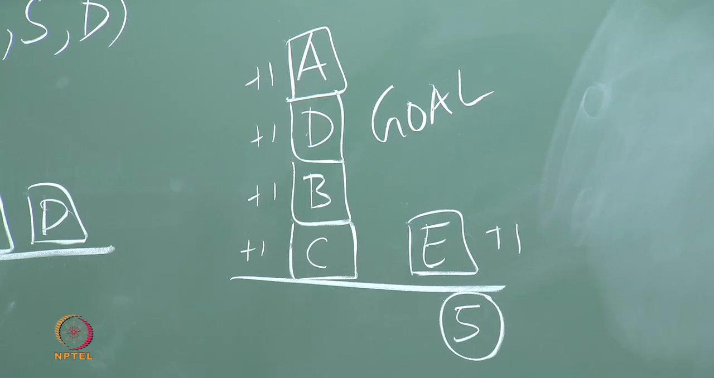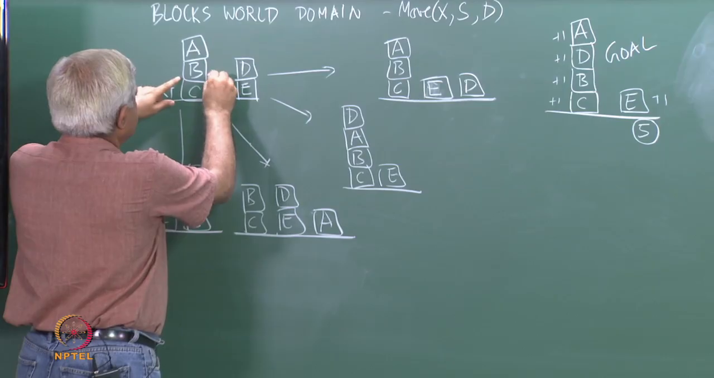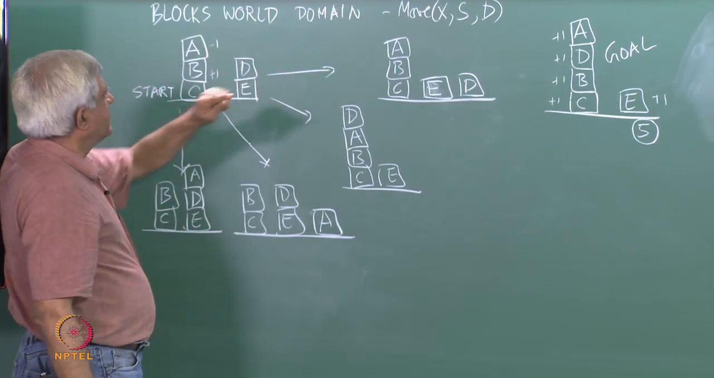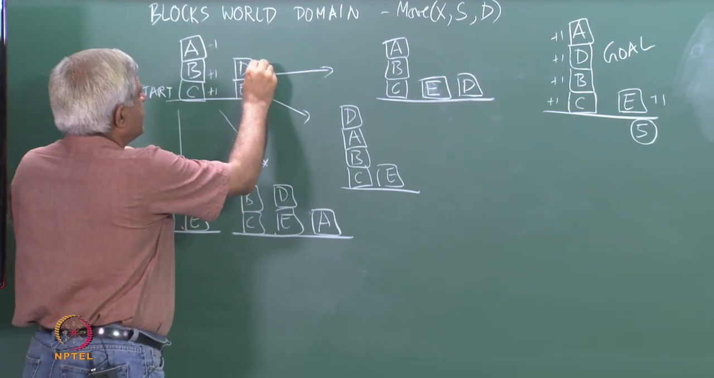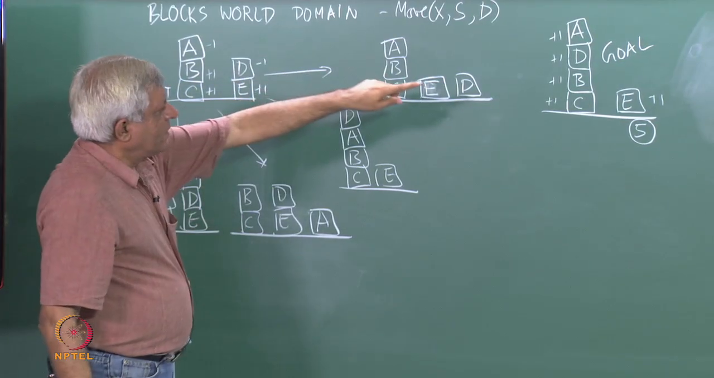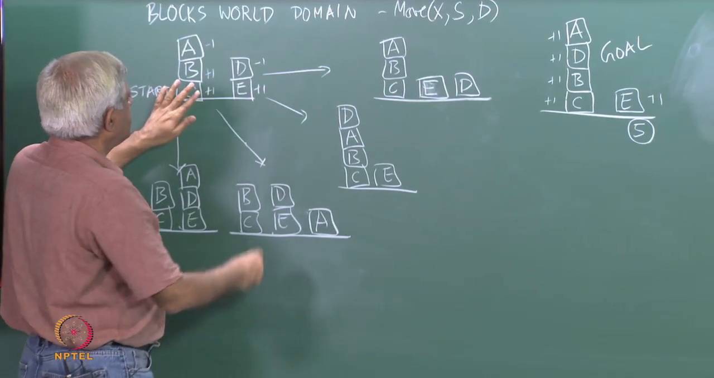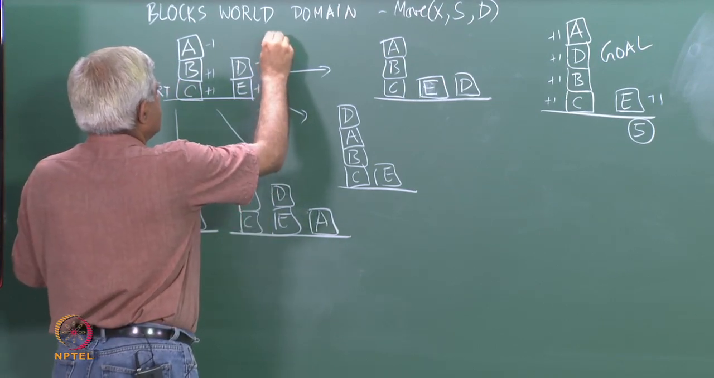What about the start state? For the start state we will have +1 for this, +1 for this, -1 for this, because A should be on D, but it is on B essentially, +1 for this, -1 for this, because this should be on B in the goal state, but it is sitting on E essentially. So, if you add all this up, you will get a value of +1.